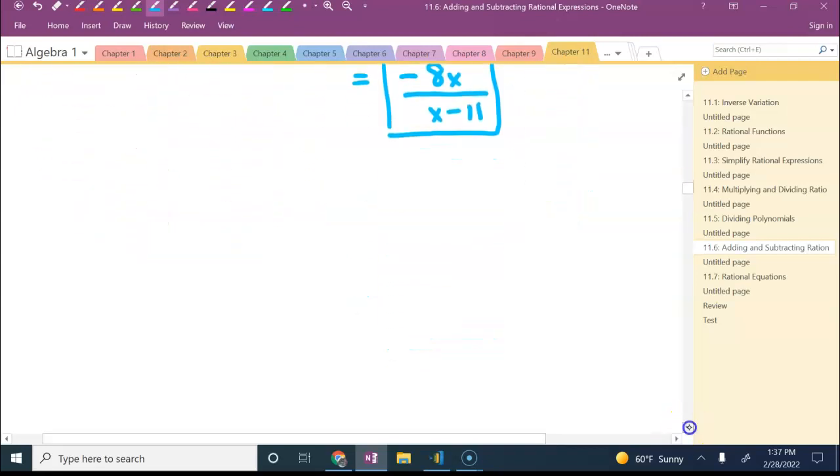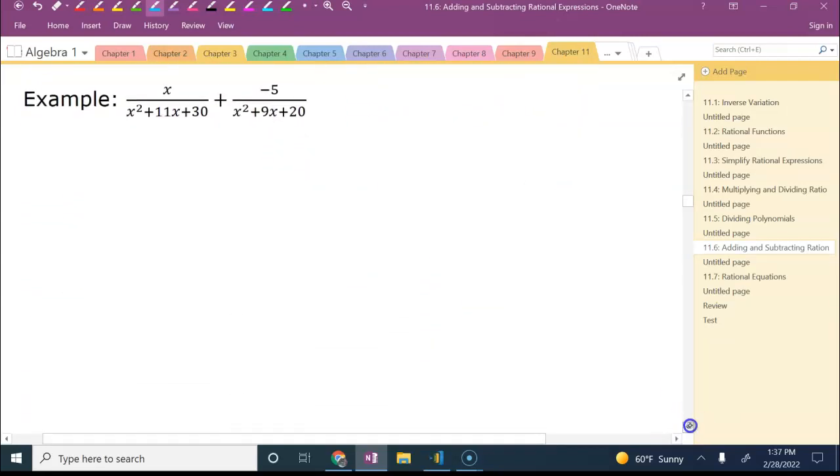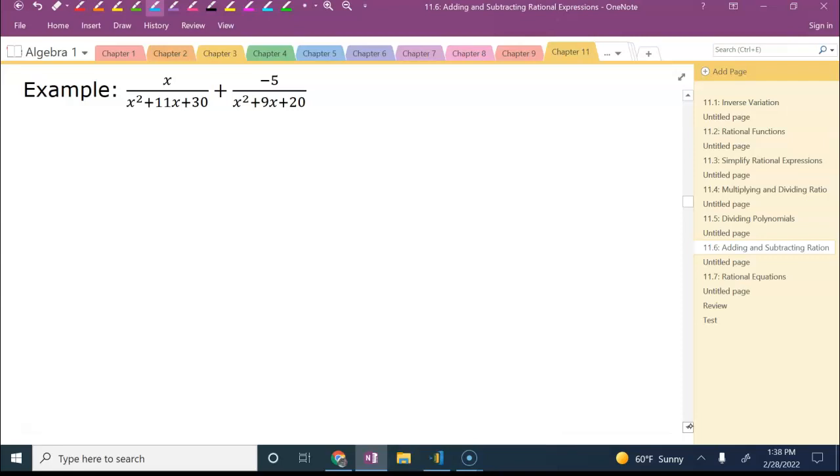All right, if we take a look at these next examples, we're going to get into a little bit more complicated of a case. So for this one, we have bigger polynomials in the denominators this time. So what I would advise on a problem that looks like this one is to factor your denominators before you try to find your LCD.